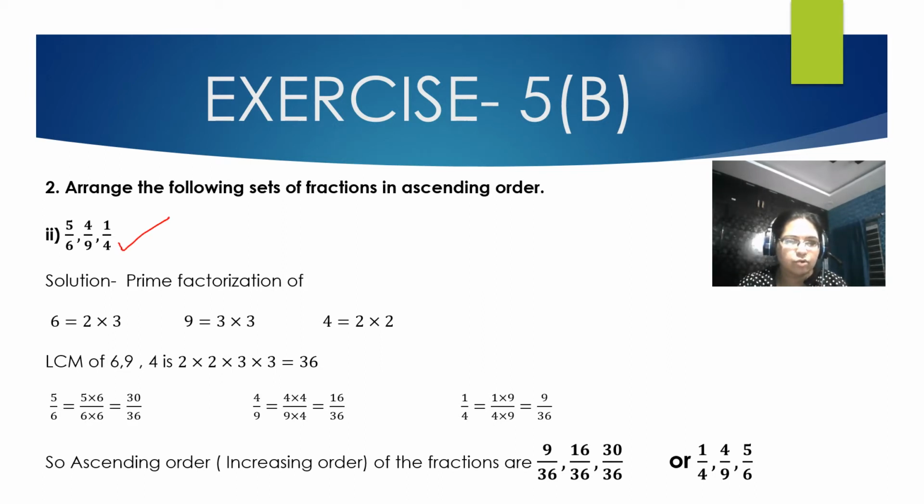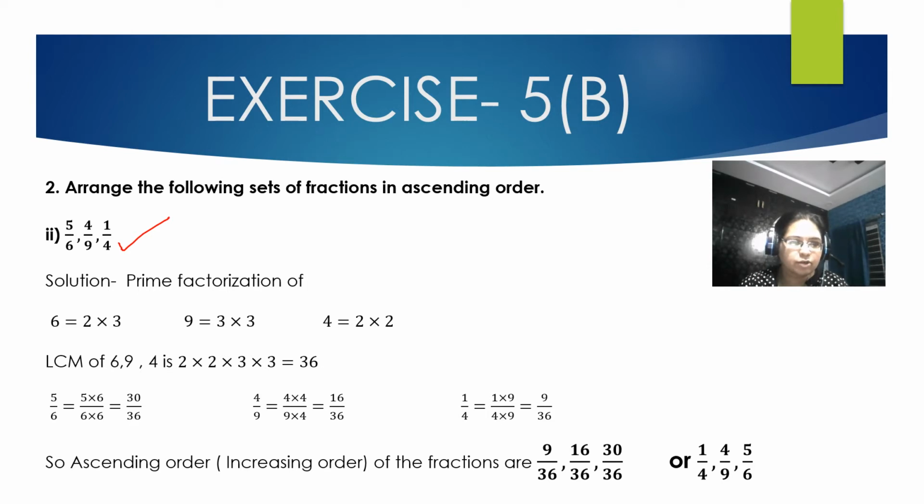So when we compare the unlike fractions having different numerators and denominators, we have to first convert these unlike fractions into equivalent fractions, equating the denominators by multiplying the same number with numerator and denominator. So first we have to find out the LCM of the denominators 6, 9, 4.